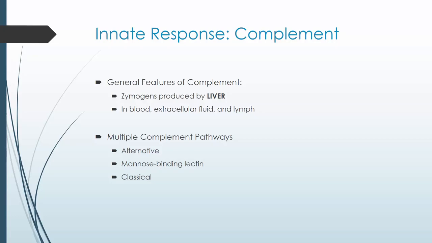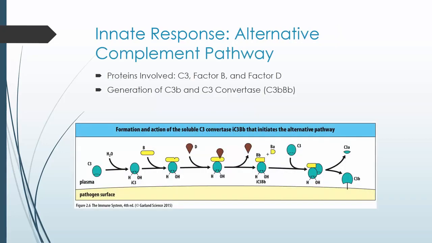There are multiple pathways by which complement gets activated: the alternative, mannose-binding lectin, and classical. But the one that's really important for the innate response is the alternative pathway. So we're going to quickly review the alternative pathway. The alternative pathway is composed of primarily 3 proteins: C3, factor B, and factor D. And the goal of many of these complement pathways is to activate what is called a C3 convertase, or essentially an enzyme that activates C3.